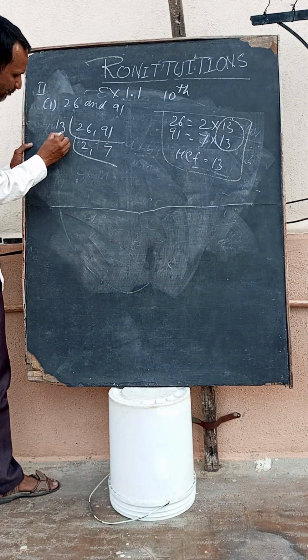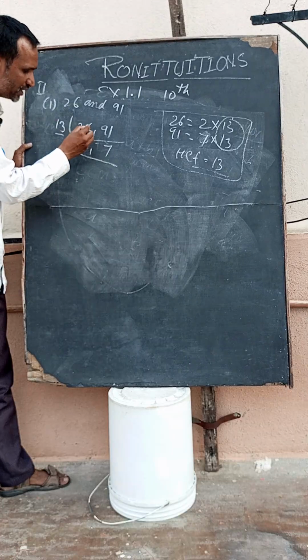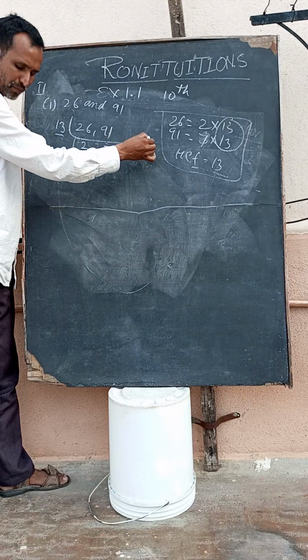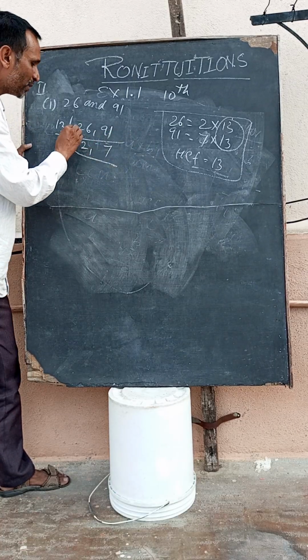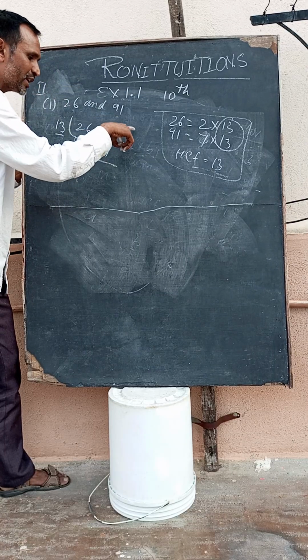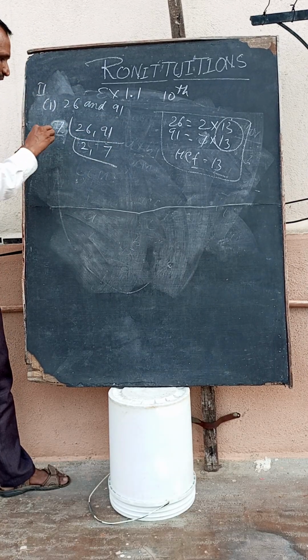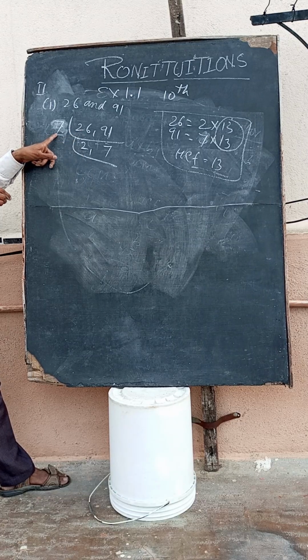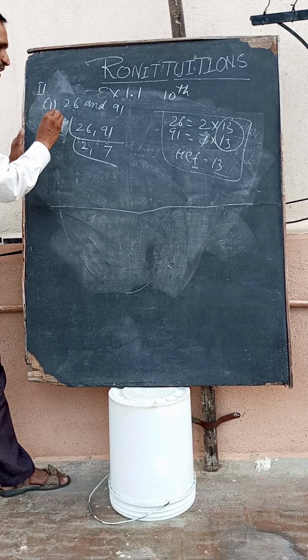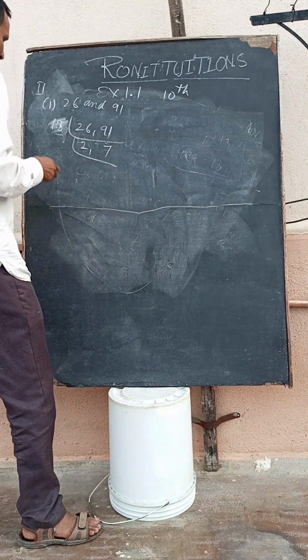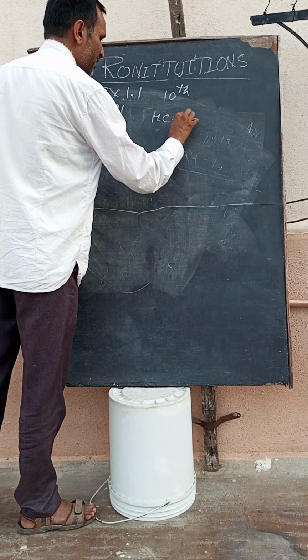The HCF means the number you take here should divide all the given numbers, whether there are 2, 3 or 4 numbers, all of them. 26 should be divisible and 91 also. Suppose I take 7 here. 7 cannot divide 26, so this cannot be the HCF. So that is why 13 is written. So the HCF we got is 13.